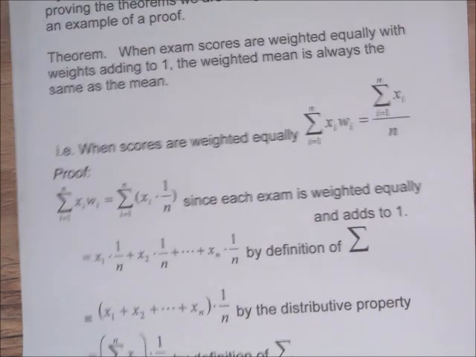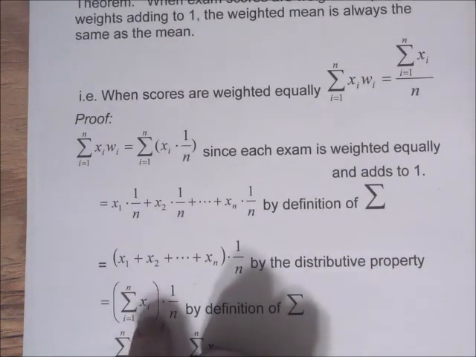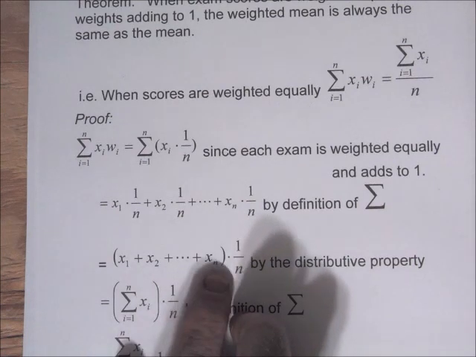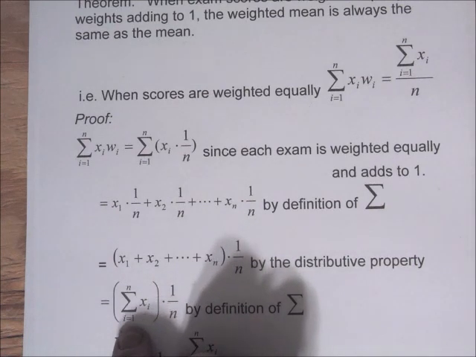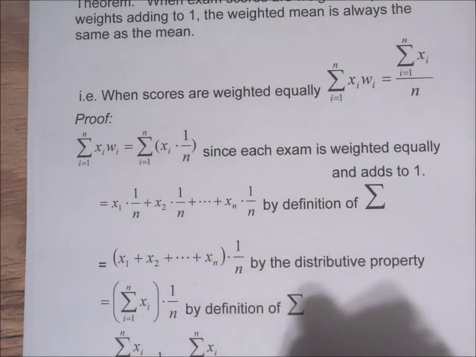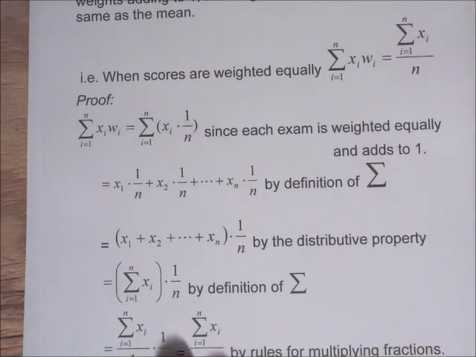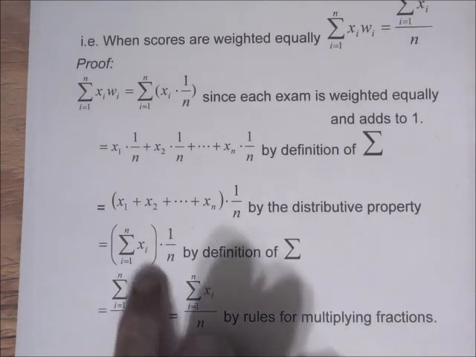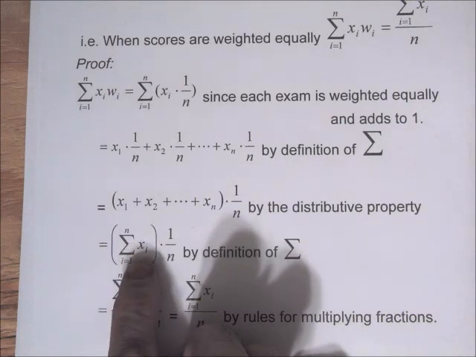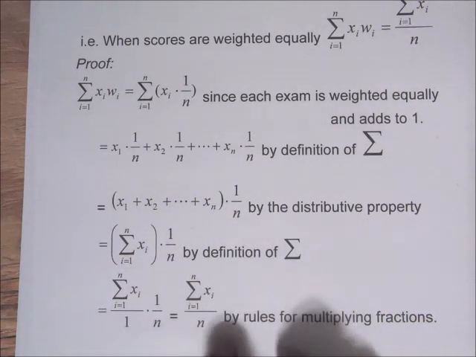And then we can go back to sigma notation again. So x1 plus x2 plus etc. plus xn, in sigma notation, is the sum as i goes from 1 to n of xi. And then just copy the 1 over n here. And then we can use the rules for multiplying fractions. I put the part that's not a fraction over 1, multiply straight across, and we get the summation i equals 1 to n of xi all over n, and that completes the proof, and that completes this presentation.